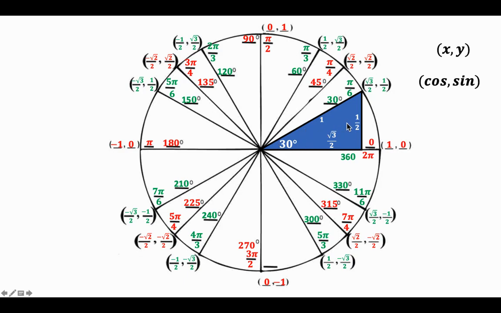Same thing with sine. That's opposite over hypotenuse. So 1/2 over 1 is just 1/2 again. That's why that's 1/2. All right. That's just the reasoning. Just make sure that you know that cosine goes with x, sine goes with y.